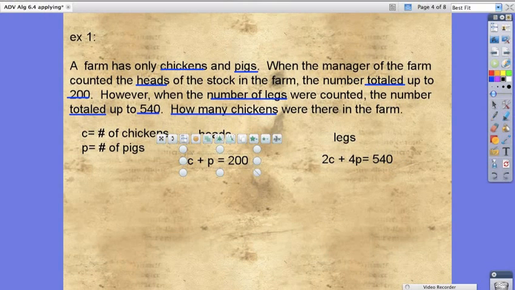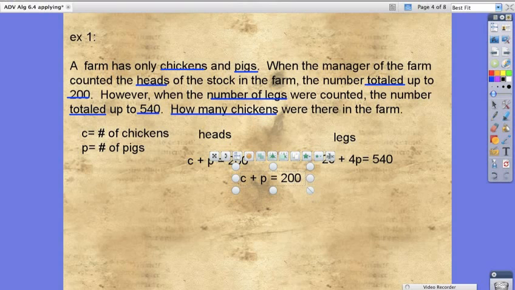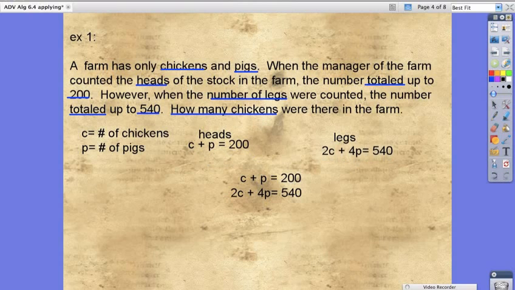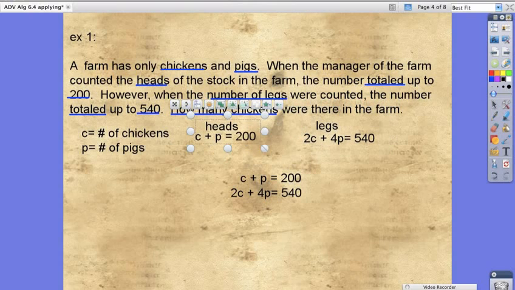So now what we have is a system of equations. We have this one right here, and we have this one right here. At this point you have an option. We could solve this using elimination or substitution. Now, based on what most of you have said, it seems like you like solving using elimination more. So that's what we're going to do.